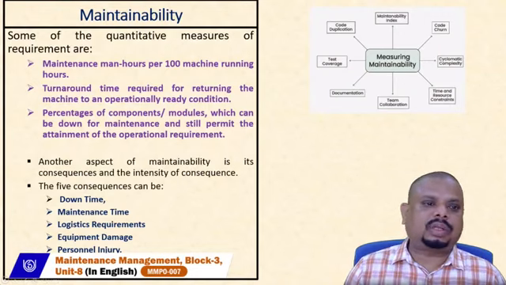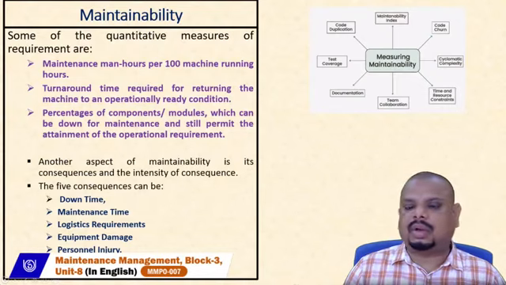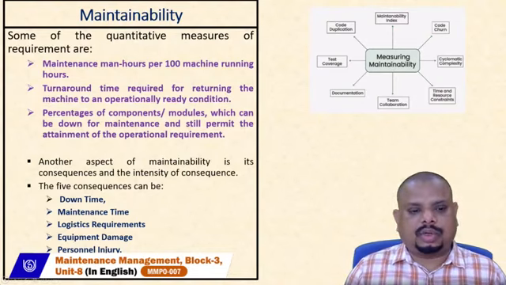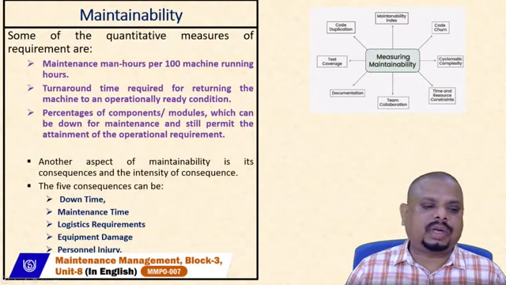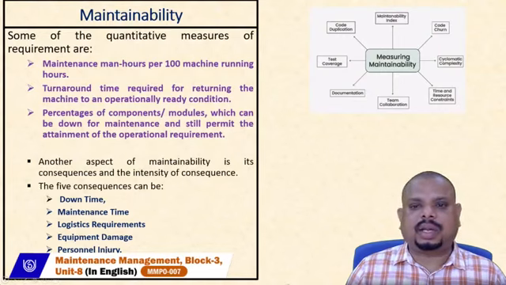So whenever you focus upon quantitative measures, you have to calculate the man hours or machine running hours, then the turnaround time required for operational ready conditions of the machines, and you have to also calculate the components or modules which can be down for the maintenance and still permit the attainment of the operational requirements. For this maintainability aspect, you also have to focus upon the intensity of consequences. So what are the consequences? We have downtime, maintenance times, logistic requirements, equipment damage and personal injuries. So these consequences are also considered in the case of maintainability.